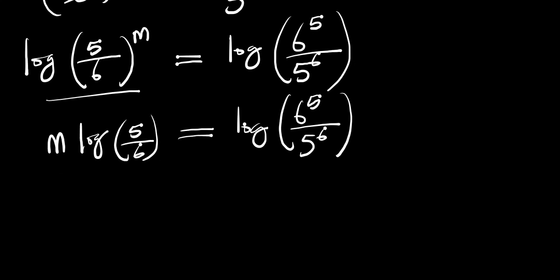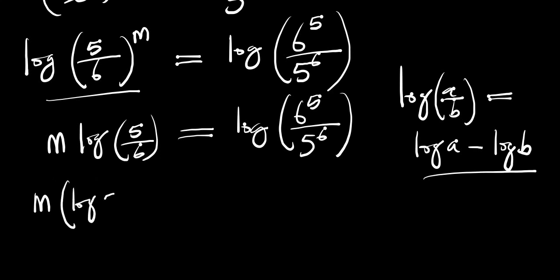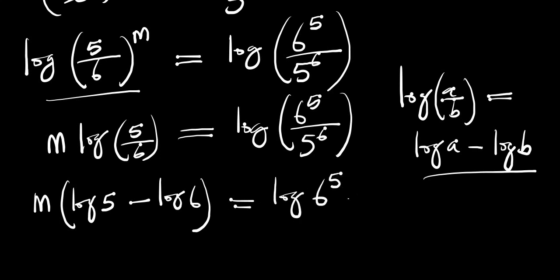Now, we can apply this other law of logarithm. If you have log of a divided by b, this equals log of a minus log of b. So by applying this identity here, we are going to have m into log of 5 minus log of 6, and this equals log of 6 to the power of 5 minus log of 5 to the power of 6.